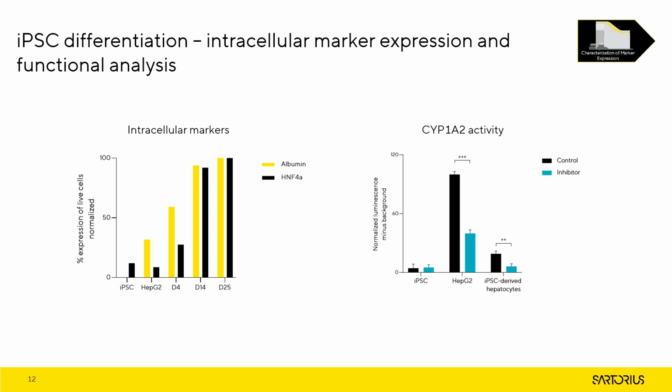iPSCs had a negligible level of CYP1A2 enzyme activity, which was unaffected by treatment with the CYP1A2 enzyme inhibitor, while HepG2 cells had very high levels of enzyme activity that was significantly inhibited by alpha-naphthoflavone. iPSC-derived hepatocytes, although featuring lower enzyme activity than HepG2 cells, were more active than iPSCs, and their enzyme activity was significantly reduced upon treatment with the enzyme inhibitor, confirming the activity was specifically CYP1A2 enzyme activity associated with mature hepatic lineage cells.